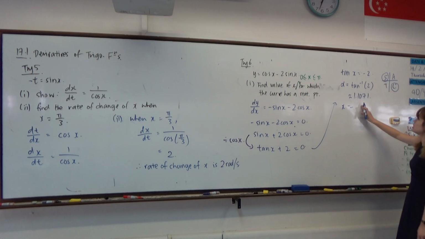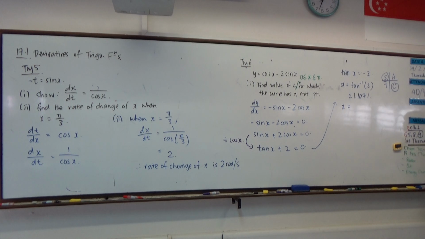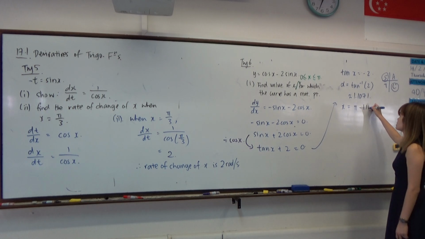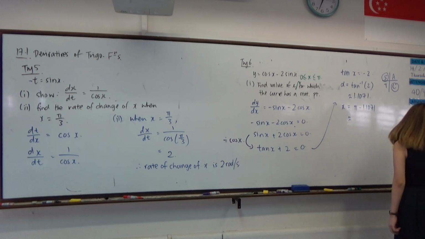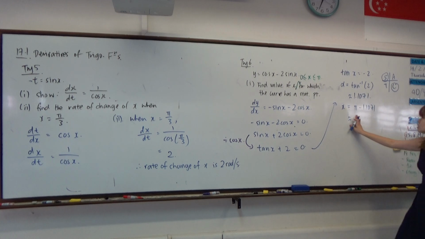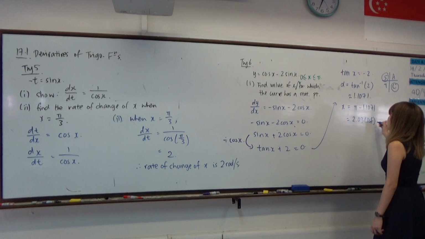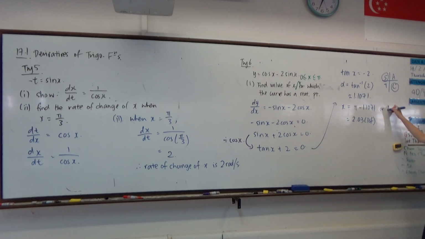So second quadrant, that will be what? What's the second quadrant angle? Pi minus basic angle, pi minus 1.1071. So that would be 2.03 to 3 SF. You could consider the fourth quadrant, but then in the end, you still have to reject it. So that will give you 5.18.